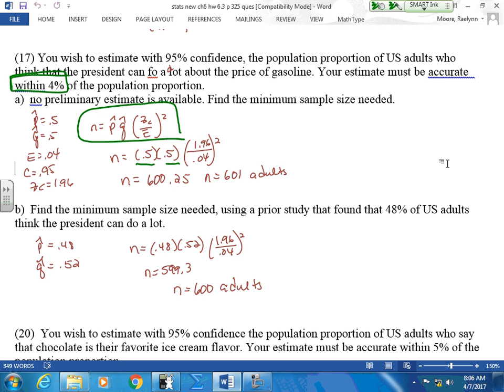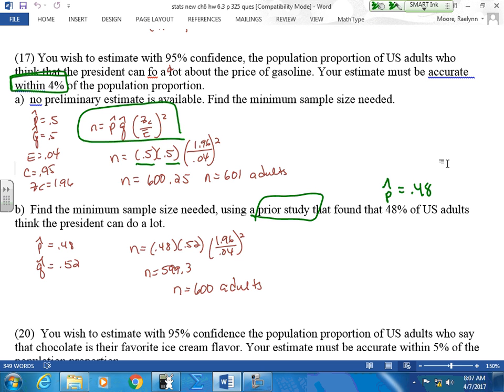Okay, find your Zc associated with your 95% and your margin of error. Now, remember, round up. No matter what the decimal is, round up. Then they say do it a second time. Now, a prior study. We've already run this before, so now we have previous information. It found that your p-hat is 48%. And we use 48 and the q, which is 0.52. And it should give us a little bit less.